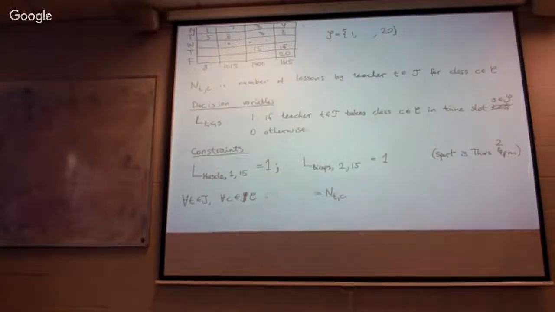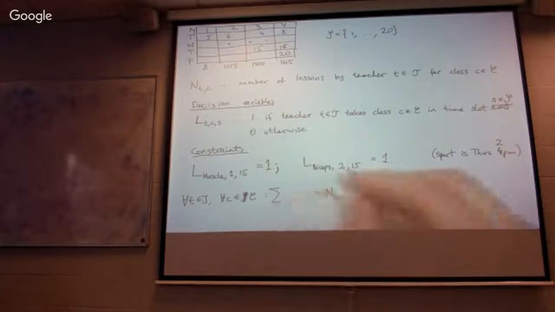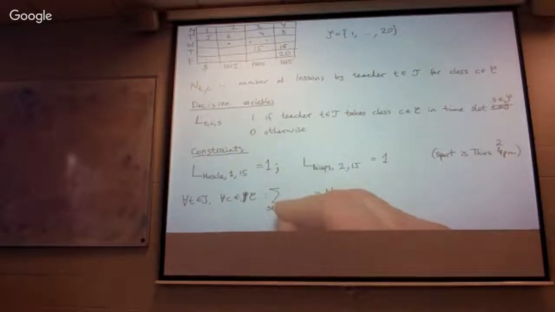What I want is a formula that gives you, based on the decision variable, the number of lessons. And where you get it is you look at all the slots and add all the decision variables with this particular T and this particular C. So for every teacher, for every class, you add all the decision variables over all the slots, so all the 20 L's that belong to them too. And you have to get exactly as many ones as you need. Okay? Is that clear? Good.